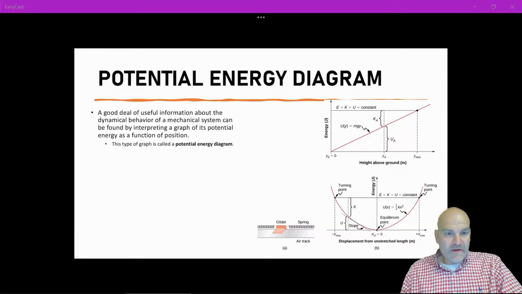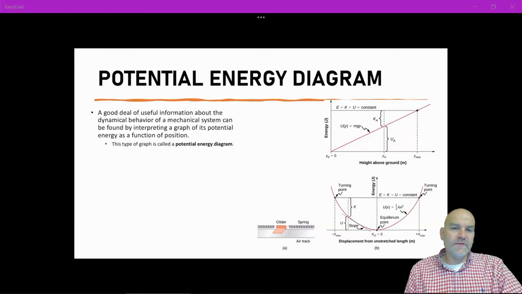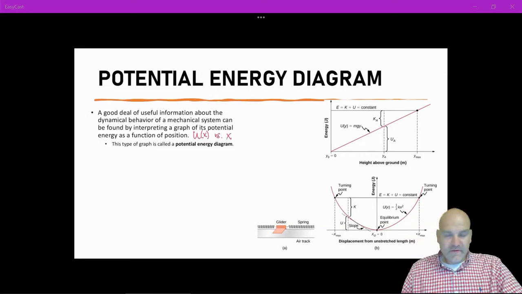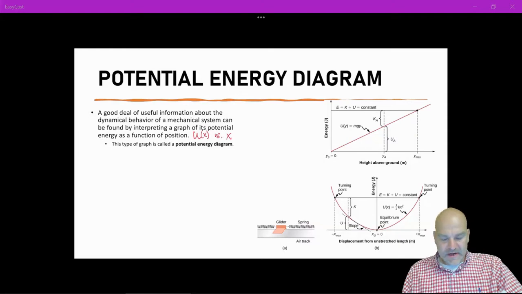Okay, so one thing is that a good deal of useful information about the behavior of the system can be found by interpreting a graph of its potential energy as a function of position. So U of x versus x. We call this diagram a potential energy diagram, and so that's why it's U of x versus x.